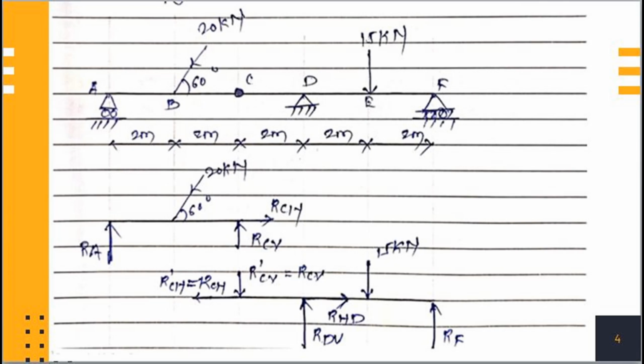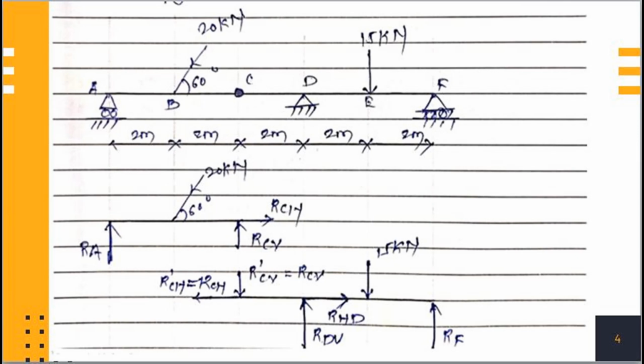First of all consider beam ABC. At point B there is an inclined load of 20 kN inclined at an angle of 60 degrees. At point A there is a roller support and the plane of the roller is horizontal. Therefore first of all we will give a reaction at point A, RA. As the plane of the roller support is horizontal, the reaction at point A, RA, should be vertical.